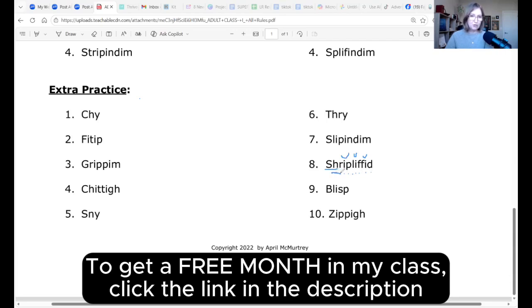Shri, shrip, shripple, shripliff, shripliffit. It is sure not easy to say sh right here. Make sure you grab that R with intention. Shripliffid. That R makes it tough.